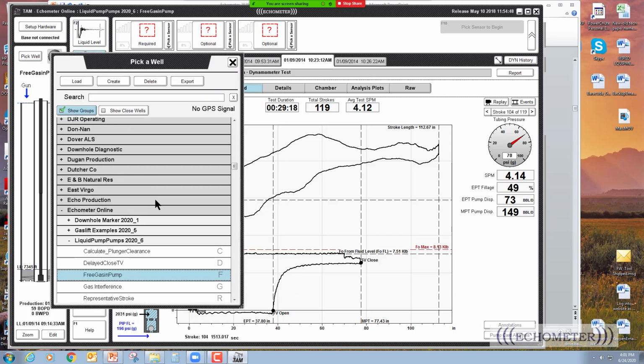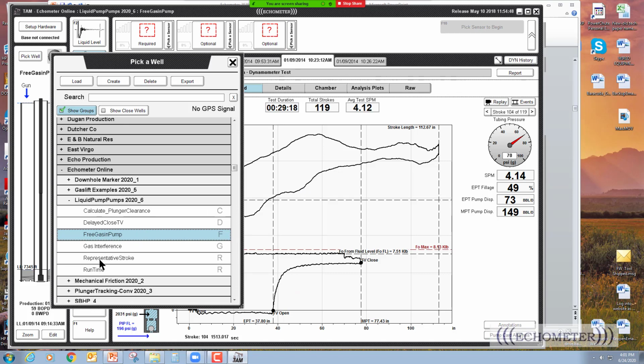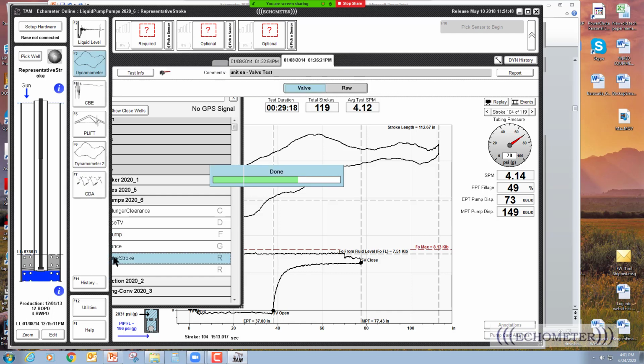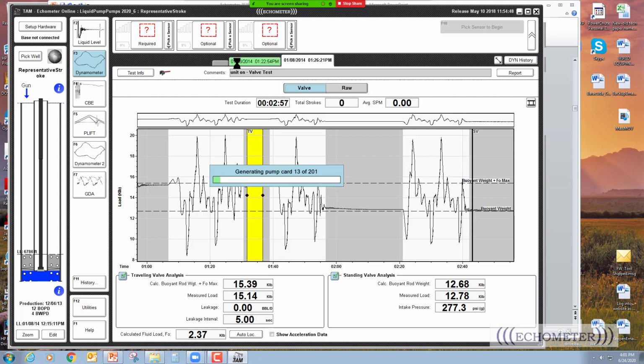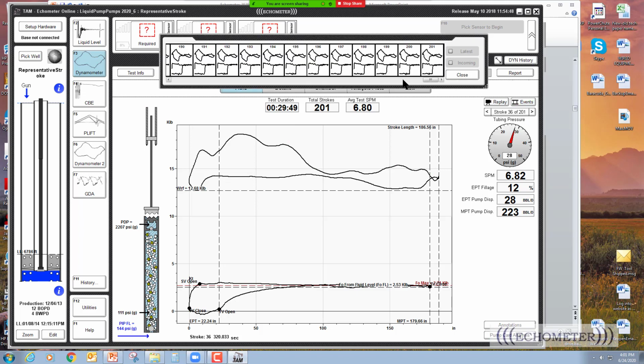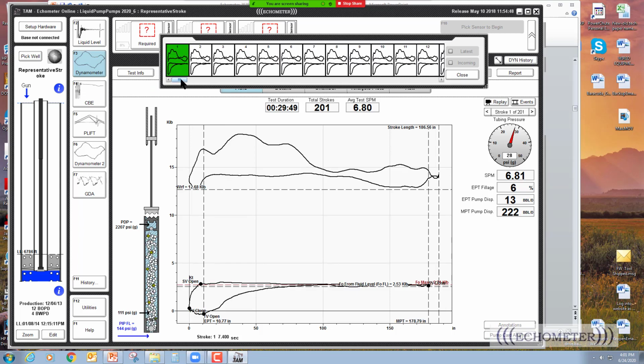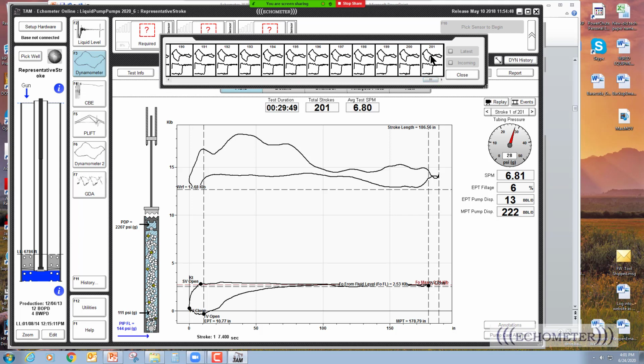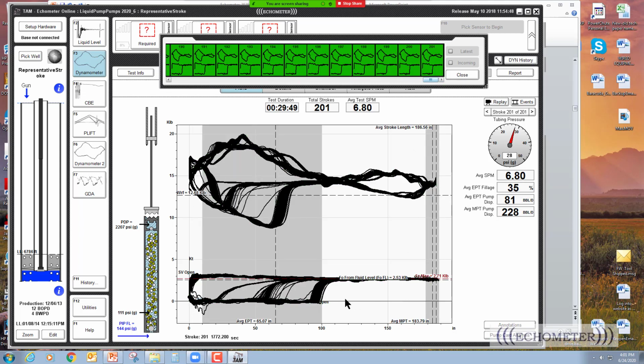What else do we have here real quick? Well, I talked about runtime with another example. This one actually has runtime. The representative stroke is sort of an interesting concept because when you look at this data here, you've come to this well and you've collected 200 strokes. Let's go look at all the strokes real quick. The strokes change, so the very first strokes aren't full, and then there are some fuller strokes toward the end. If you overlay all the strokes, you can see that the strokes have different amounts of pump fillage.